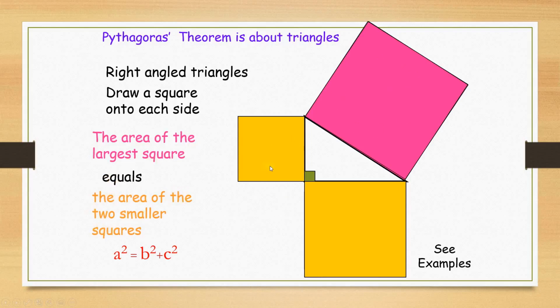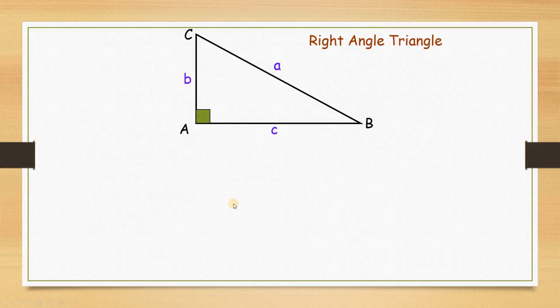So if we were to label A, B, C, a squared, the area here, is equivalent to the area of this one, b squared, plus c squared. So if this was b here and this was c here, it's a squared equals b squared plus c squared. You'd get the same area as this one here. Okay, so let's see worked examples.